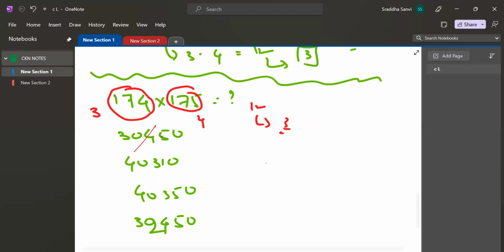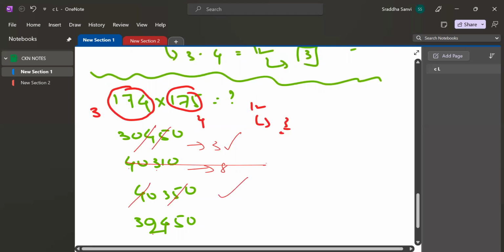First option, 4 plus 5 is 9, digital sum is 3. Very much possible. 4 plus 3 is 7, 7 plus 1 is 8. This is 8, this cannot be the answer. 4 plus 5 is 9, so 3. This is also possible. 3 plus 2 is 5, 5 plus 4 is 9, so 5. This is not possible. I have only two options left.